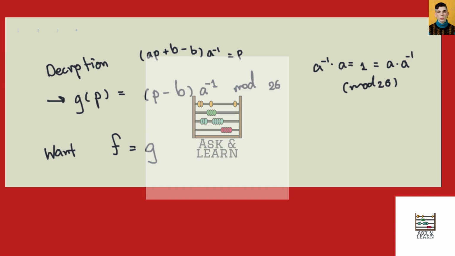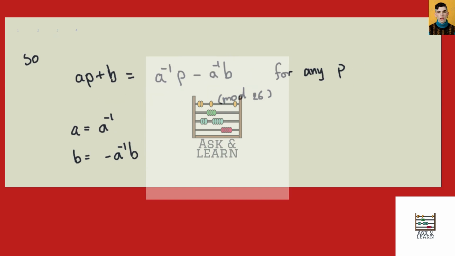And now we want it to be the same on both sides. So what we can do is compare them directly like this. This is f, this is g, and for this to be true for any message p, it means that each term with p or without p has to be equal. So the term with p will give us that a equals a inverse, and the term without p will give us that plus b equals minus a inverse times b. So this information will be the clues we use for solving this problem.